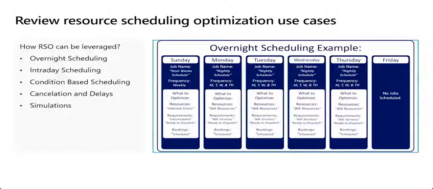So now that we've seen how items can be scheduled both manually and with the scheduling assistant, why don't we go ahead and take a look at how resource scheduling optimization can be used to automate and optimize your scheduling process. Resource Scheduling Optimization, or RSO, is an add-on capability for Dynamics 365 Field Service. And it allows your organization to automatically schedule work orders for the best resource.